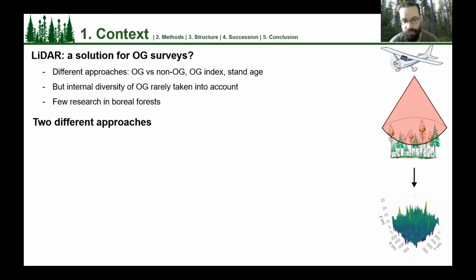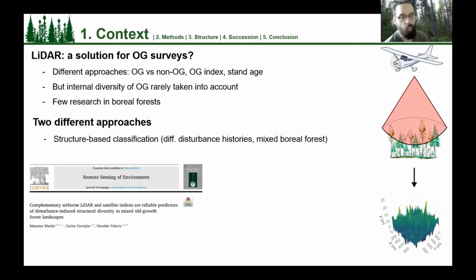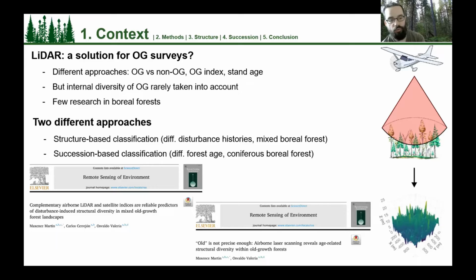And so here I will briefly present the results of two different approaches to the question. One is a structure-based classification, where we try to differentiate old-growth forests with different primary and secondary disturbance histories in mixed forest. The second is an age-based classification, where we try to differentiate old-growth forests of different ages in the coniferous forest. And these two approaches have common methodologies.